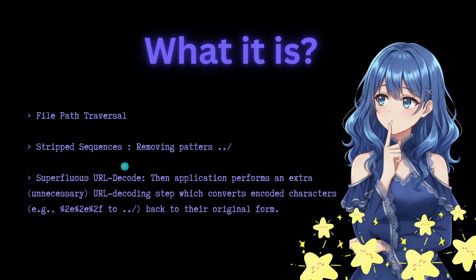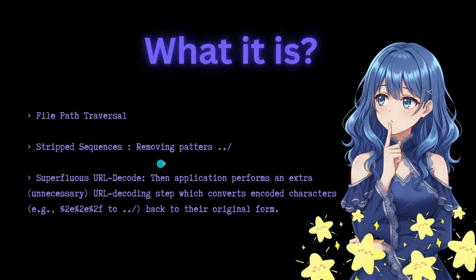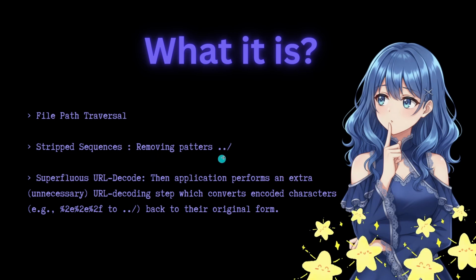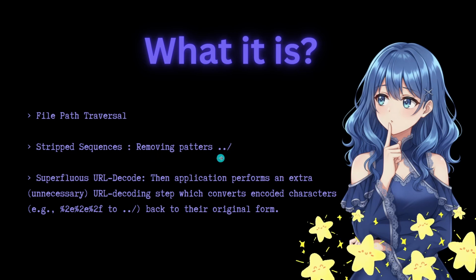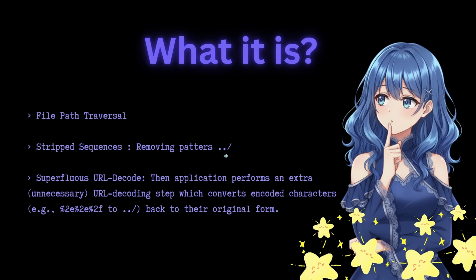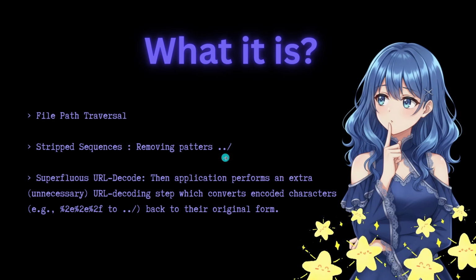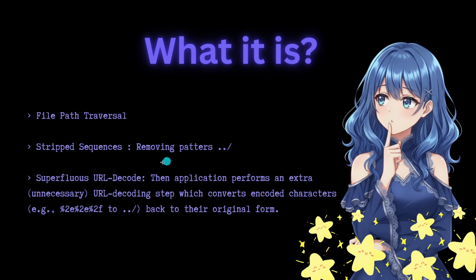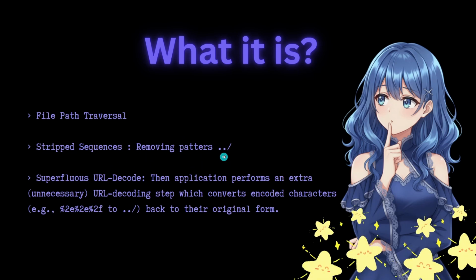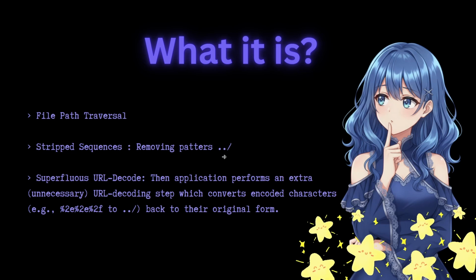Now, what is strip sequences? Strip sequences means removing the patterns. Now, what is this pattern? This pattern we use generally to do the file path traversing. Stripping, removing this, happens at the server side, so we'll understand this in much more detail when we look at the example.